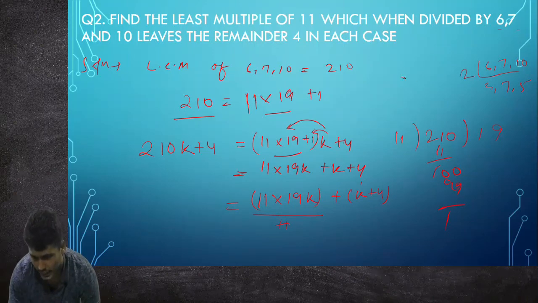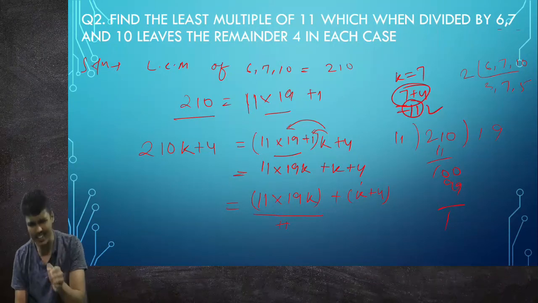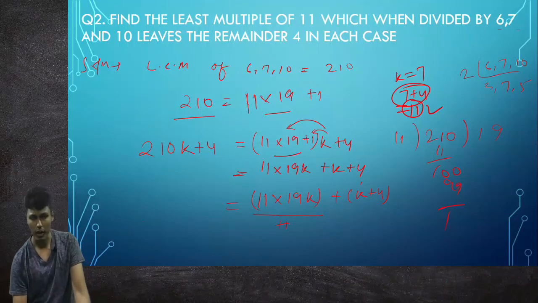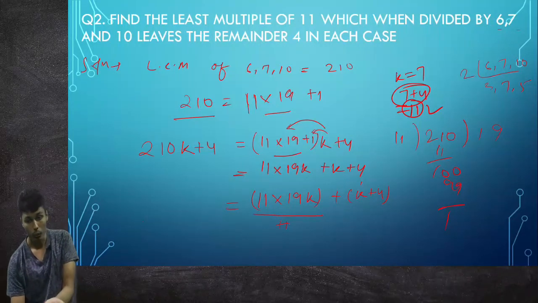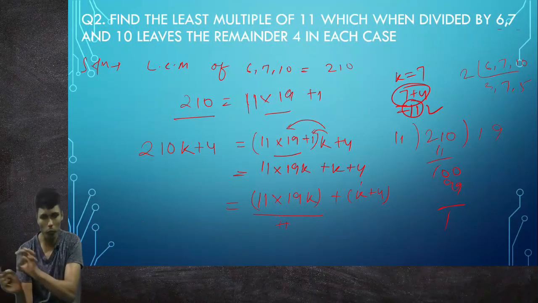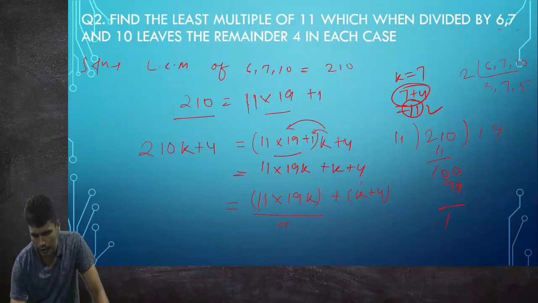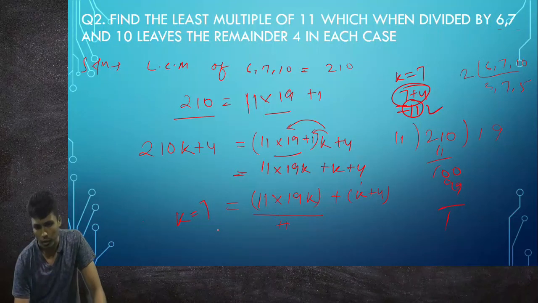No, right? So put k equal to 7. 7 plus 4 is 11, and 11 is divisible by 11. Yes. So the value of k we have found by inspection, not by a formula. We found it by checking. So the k value will be 7. So what will be the answer?